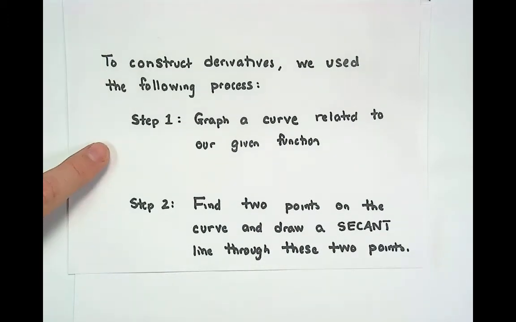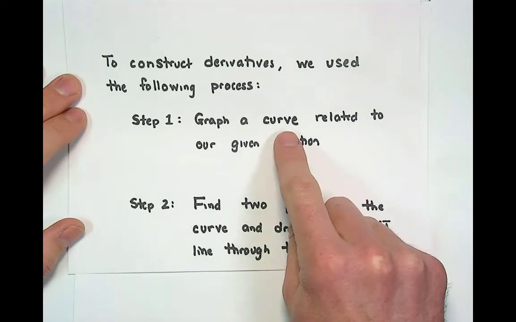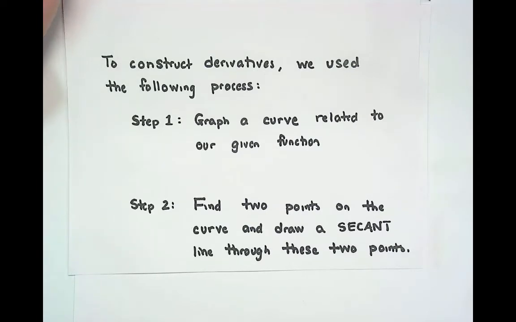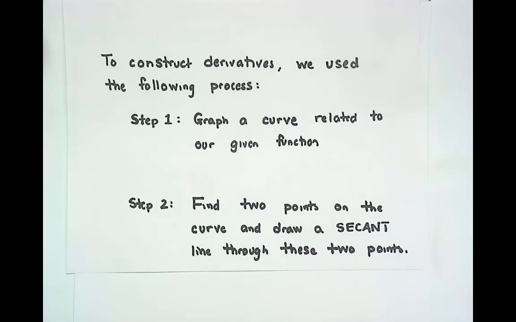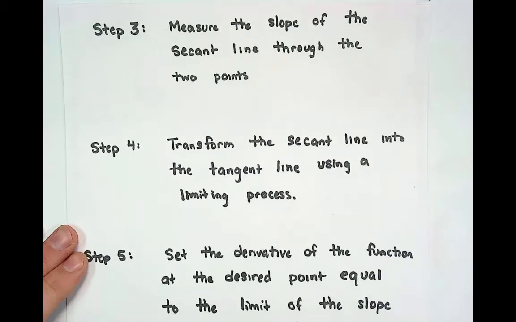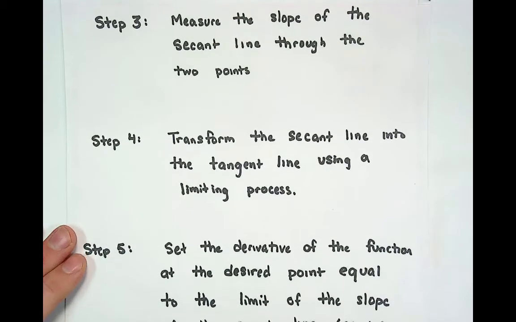Step 1 was to graph some curve that is related to the given function. Step 2 was to find 2 points on the curve and draw a secant line through these points, where secant, of course, meant through 2 points. Step 3 was to measure the slope of the secant line through these 2 points.